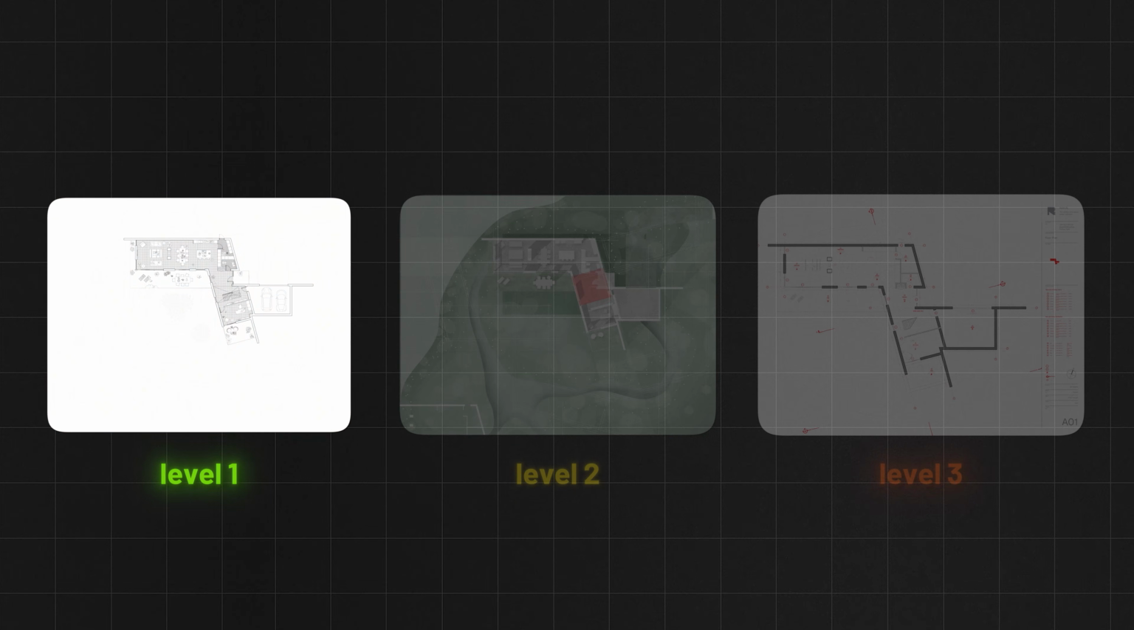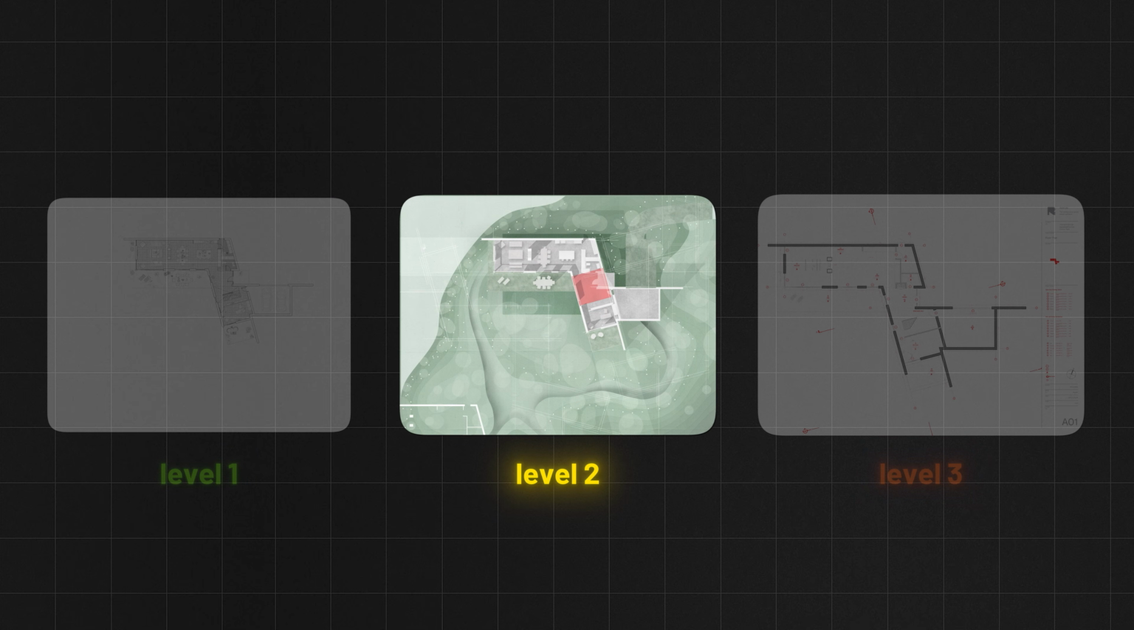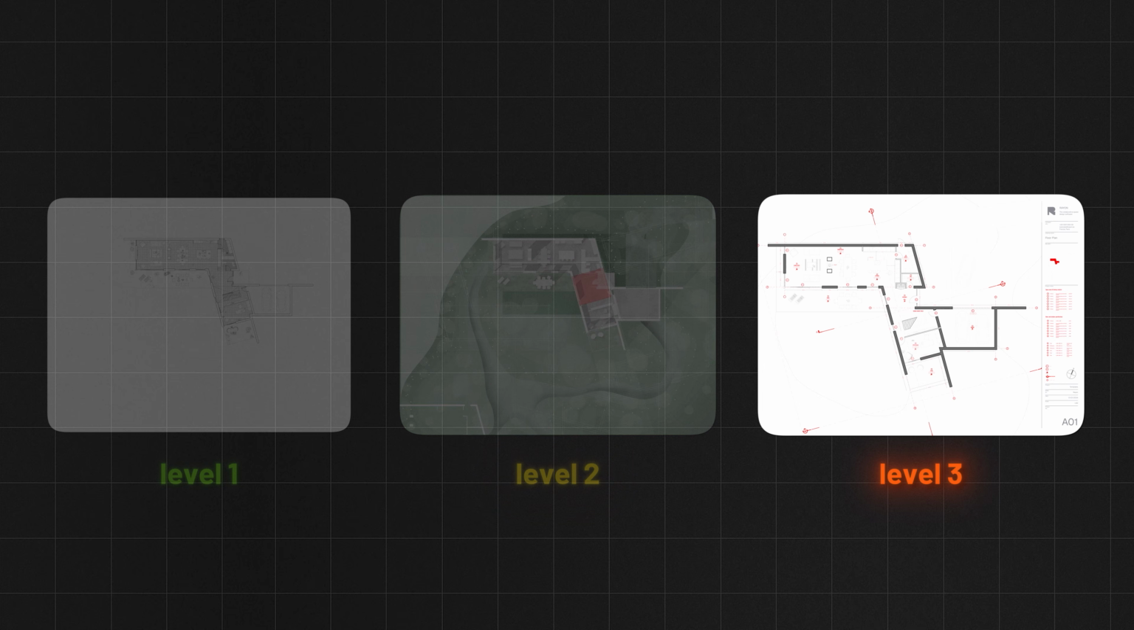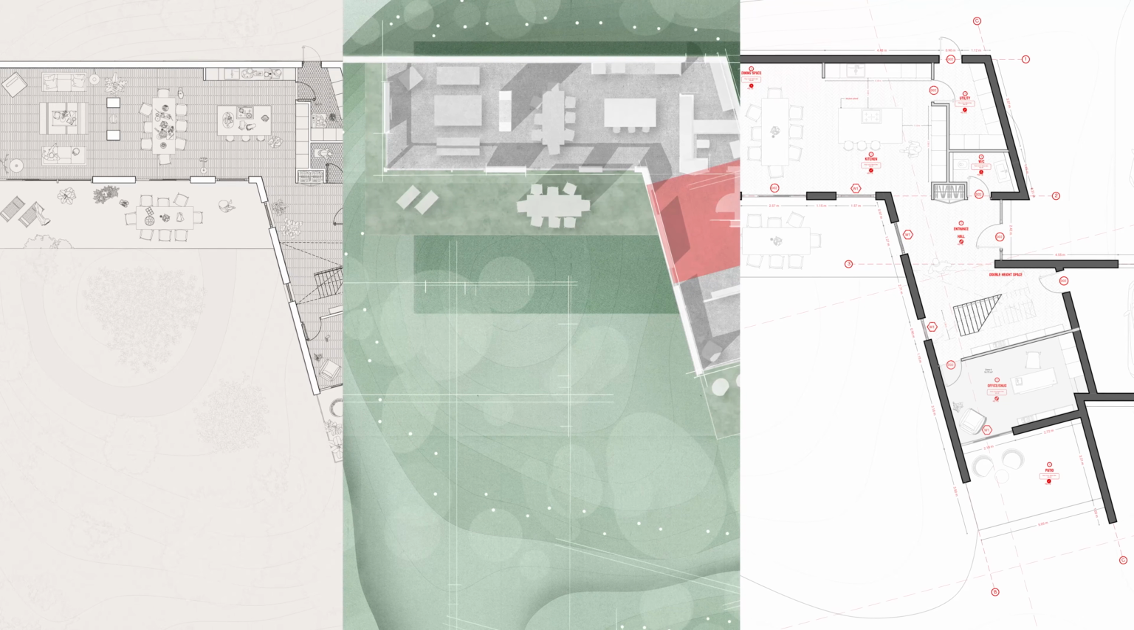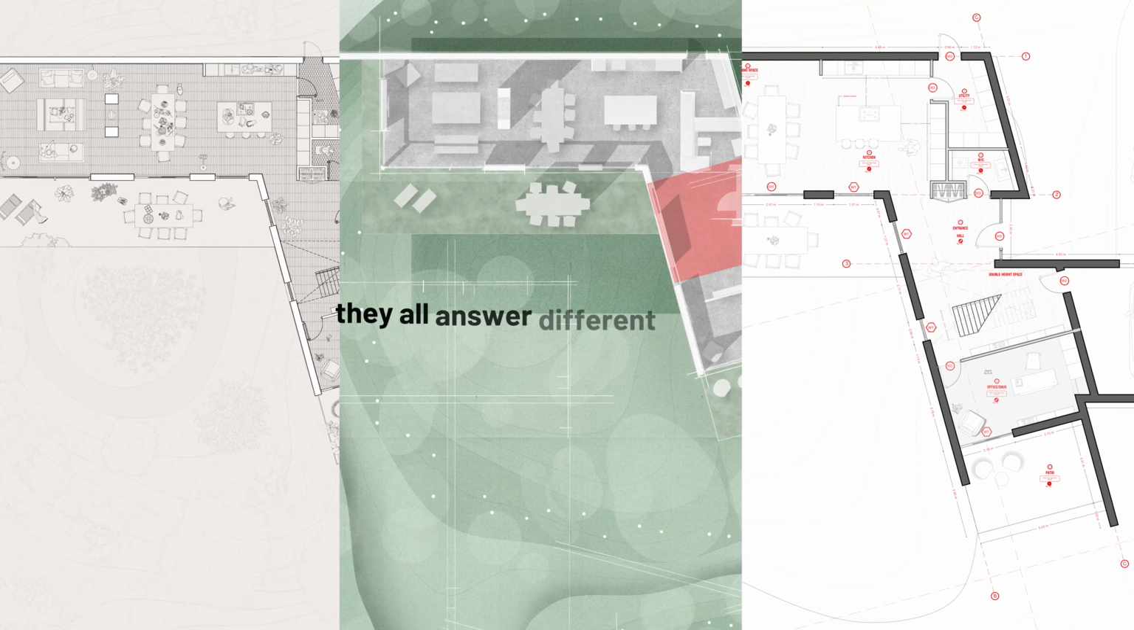Now we can answer the final question of this entire video: how do you choose the right level of complexity? Use level 1 when you need clarity and speed. Use level 2 when you need emotion and storytelling, and use level 3 when you need precision, coordination, and a document that can survive revision and being on a construction site. The interesting thing is none of them are more correct than the others, right? They're simply answering different questions, because once you know that, every decision becomes obvious.